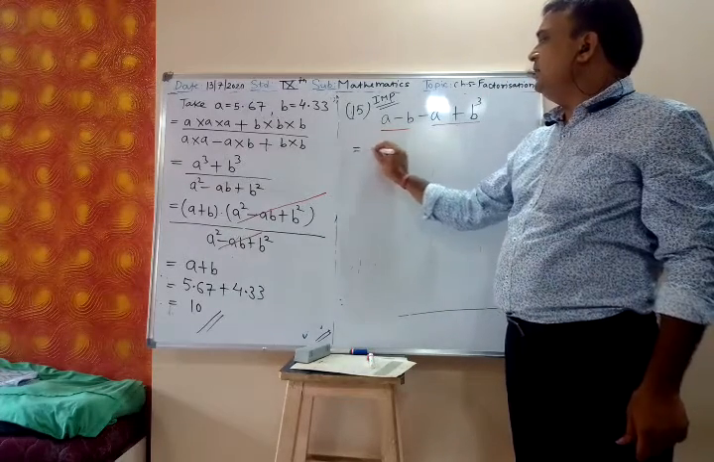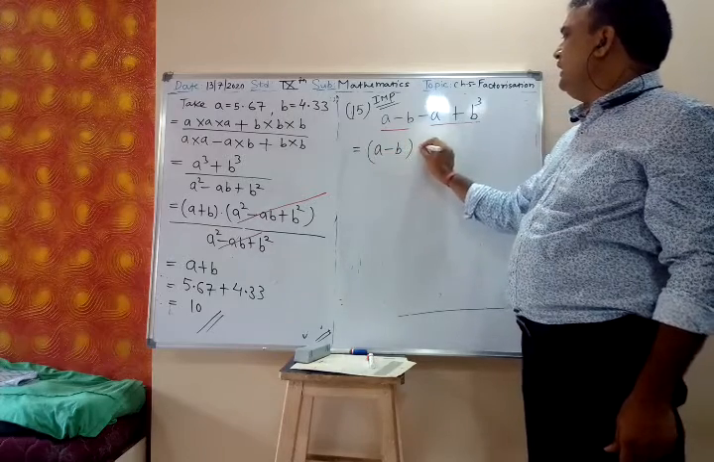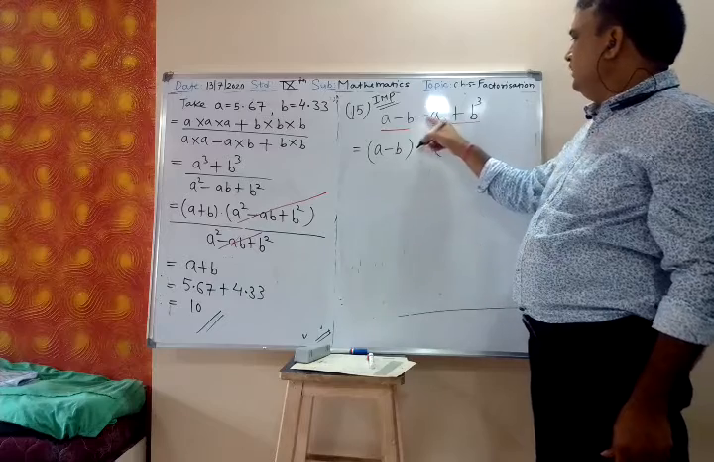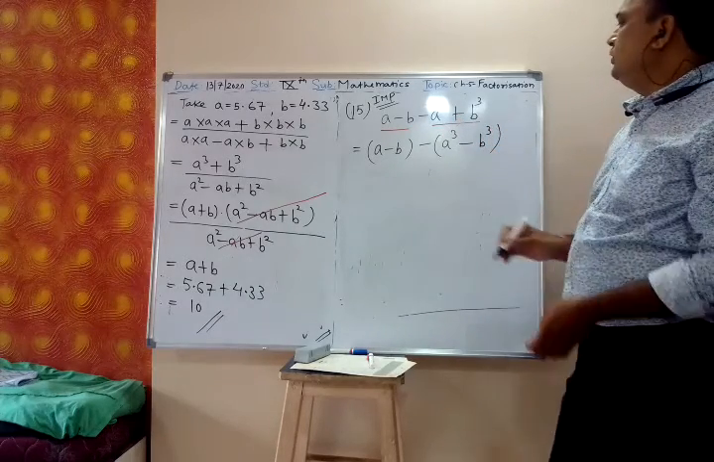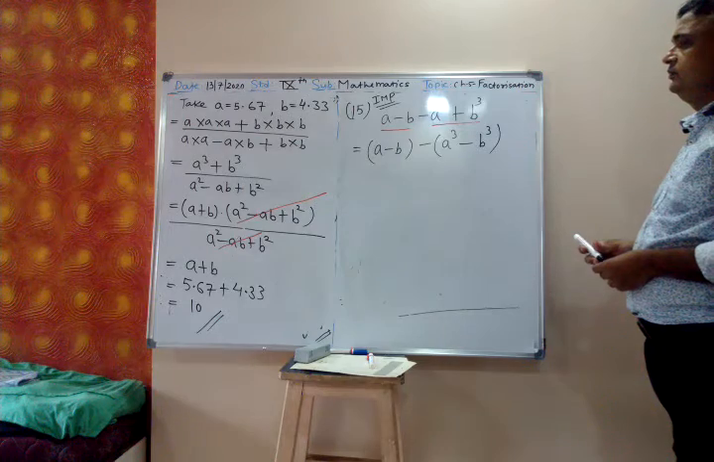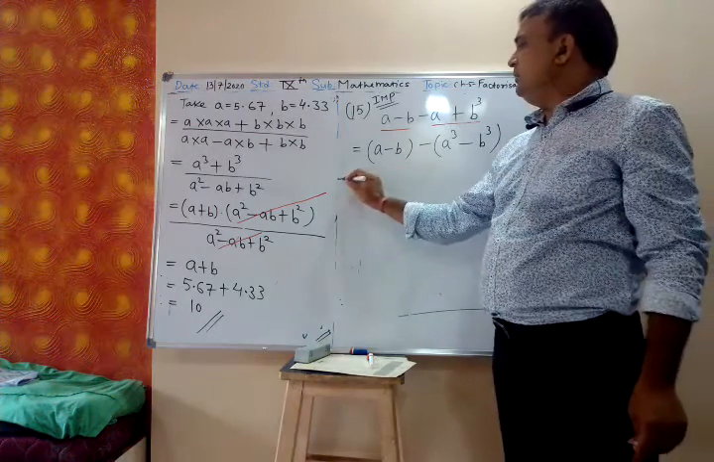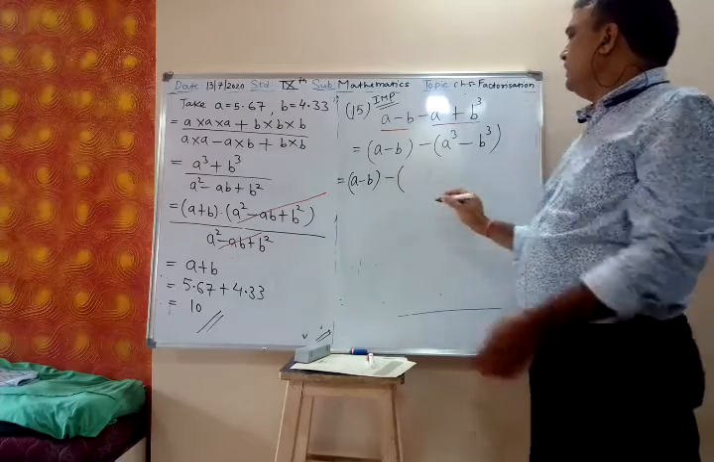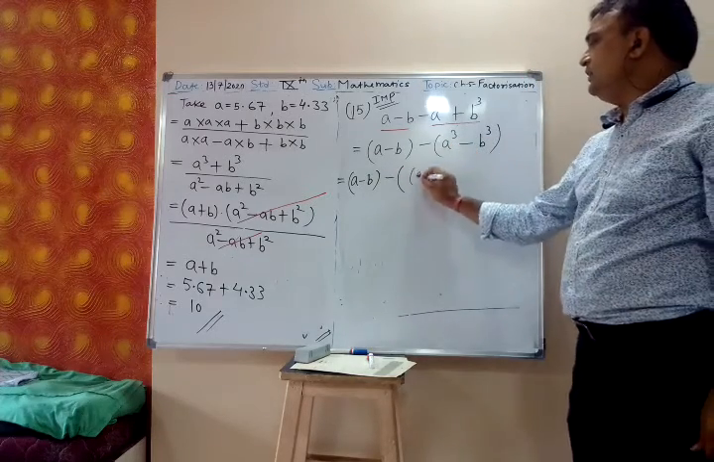So A minus B we write in the bracket, then minus I will take common, then it is A cube plus, which becomes minus B cube. A cube minus B cube. Now A minus B we keep as it is. Now in the second I will use the formula A cube minus B cube.